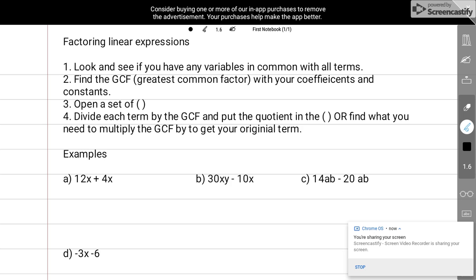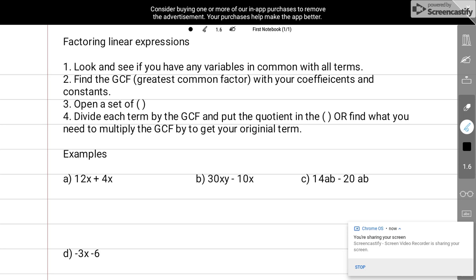So the first thing you need to look for is your like terms. Look at the variables, see if you have any variables in common, and you can extract that out of your expression. The next thing you need to look for is your GCF, your greatest common factor. That's going to be with your coefficients and your constants.